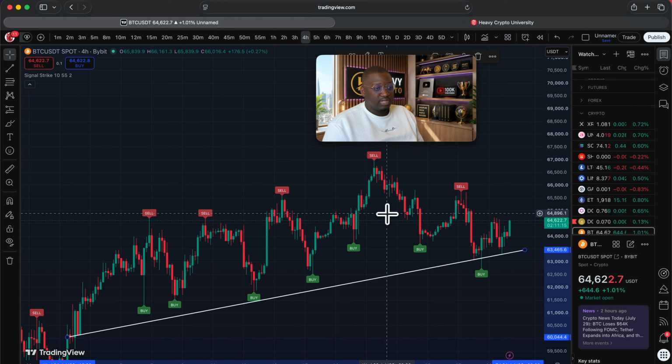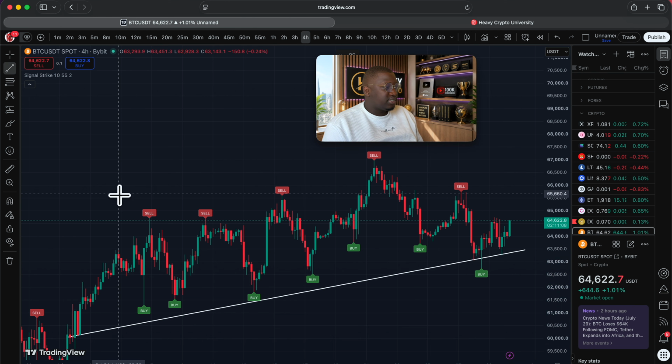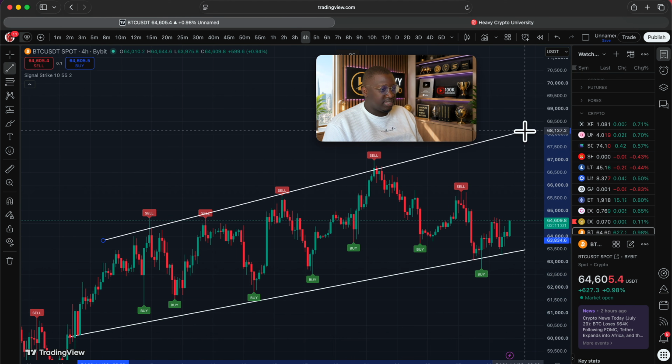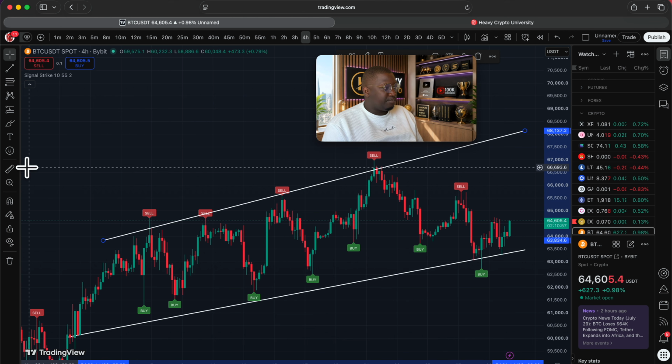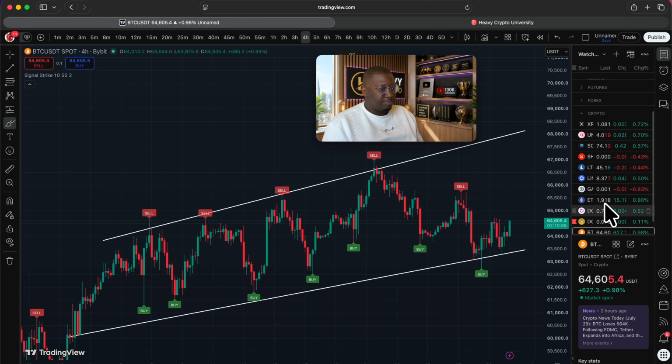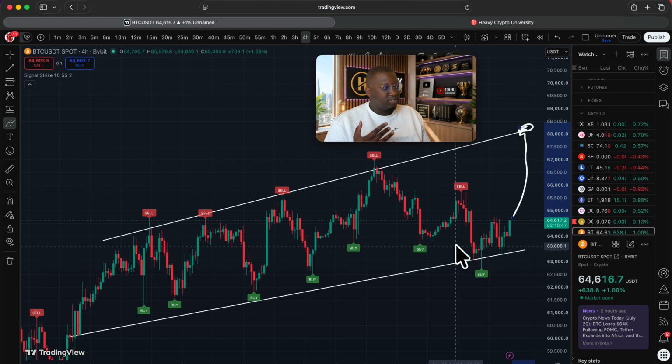So this is a strong signal telling us that the price is more likely to go up in the nearest future. But you can also see that there's a strong resistance right here. Most likely the Bitcoin price is going to respect this resistance, and this is where we're more likely to get a sell signal. So how exactly do I use this indicator?